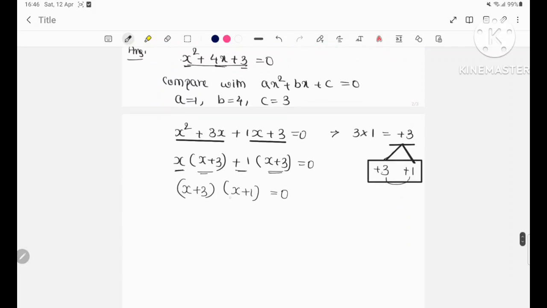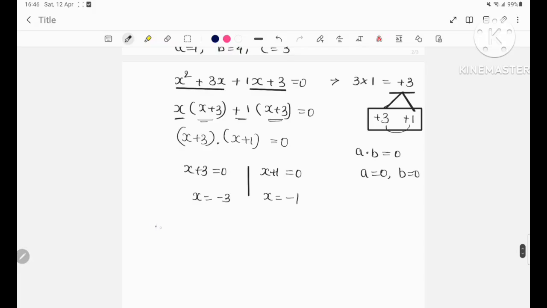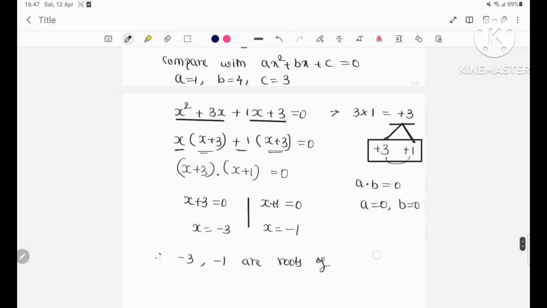Now how to find the x value: we can equate. Product of a into b equal to 0 means a equal to 0 or b equal to 0. Now x plus 3 equal to 0 or x plus 1 equal to 0. Here x value is minus 3, here x value is minus 1. So therefore minus 3 comma minus 1 are roots of x square plus 4x plus 3 equal to 0.